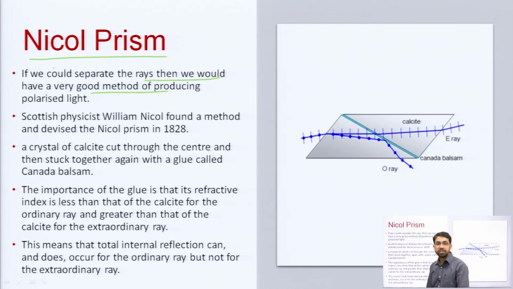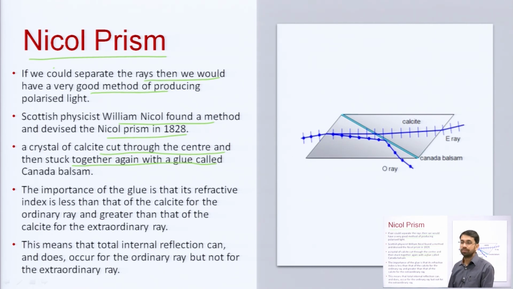Otherwise, polarizing filters are costly. So, Scottish physicist William Nicol found a method and devised the Nicol prism in 1828. What did he do? A crystal of calcite was cut through the center and then stuck together again with a special kind of glue called Canada balsam. What is the name of that particular glue?